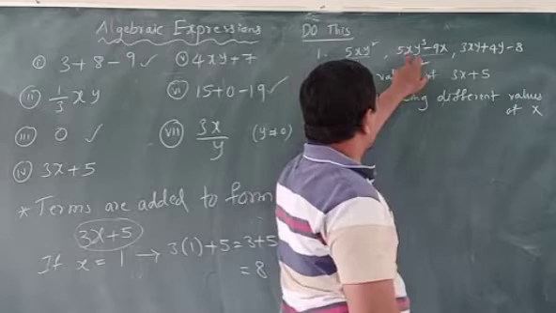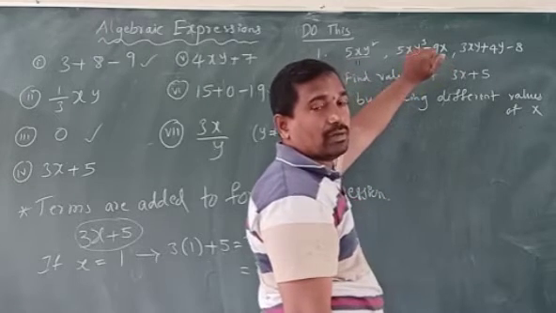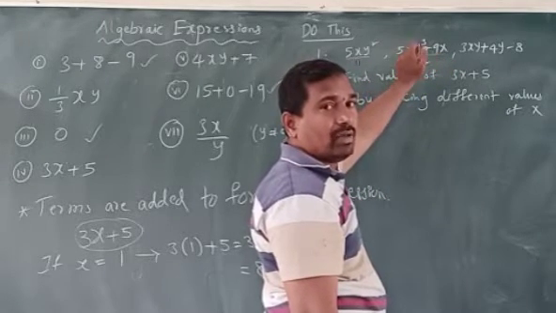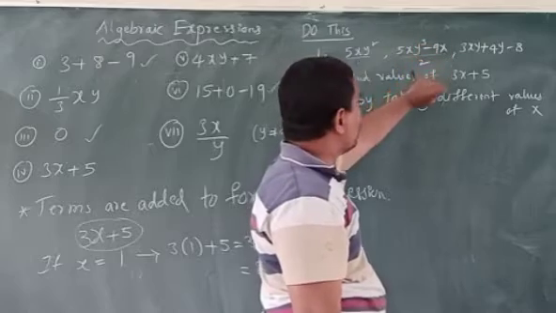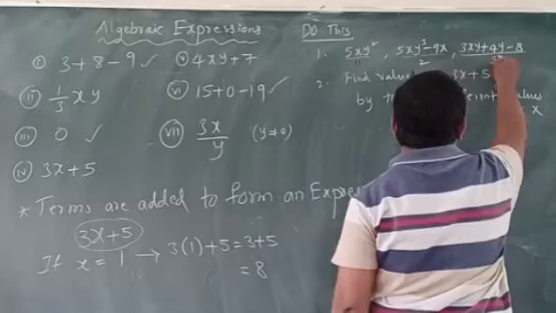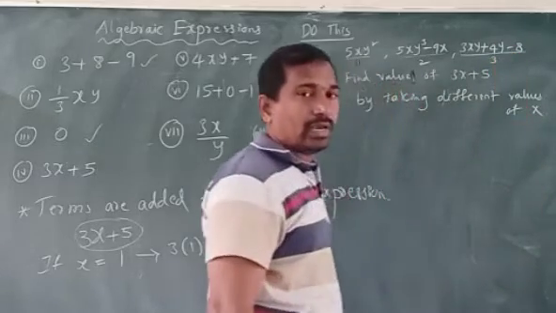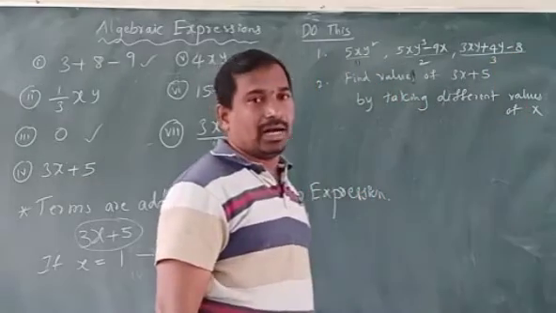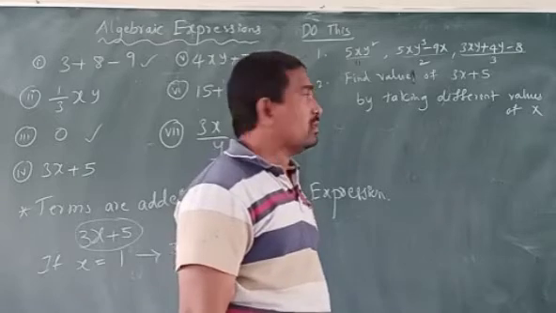For example, if you take 5xy cube, it is a term that is formed by constant 5, variable x and y. Now it is an expression. How many terms? 3 terms. So that is the number of terms in an algebraic expression.